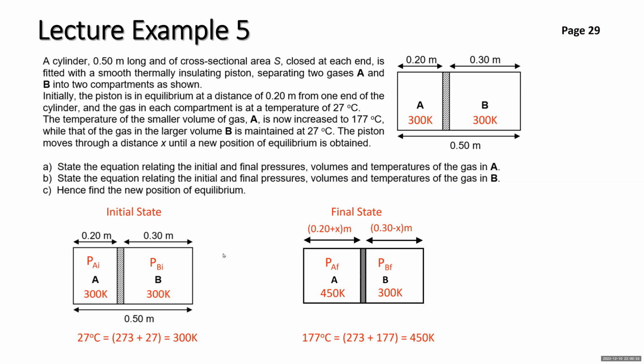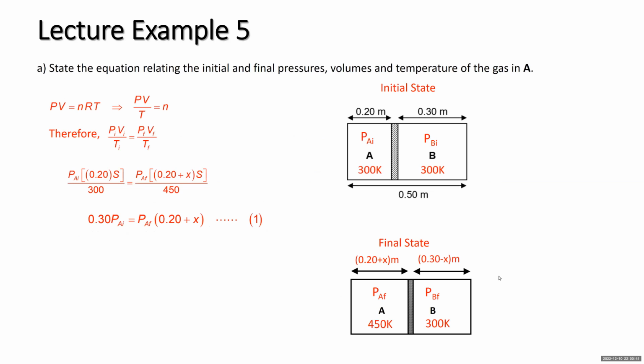So the initial state is given by the left diagram, and the final state is given by the right diagram. So A, state the equation relating the initial and final pressures, volumes, and temperature of the gas in A. So PV equal to nRT, so we get PV divided by T equal to nR. So P initial, V initial, and T initial will be equal to nR. P final, V final, and T final will also be equal to nR. Hence, we got this relationship. And putting the numbers together, we get equation 1.